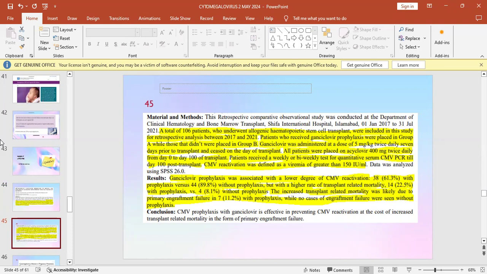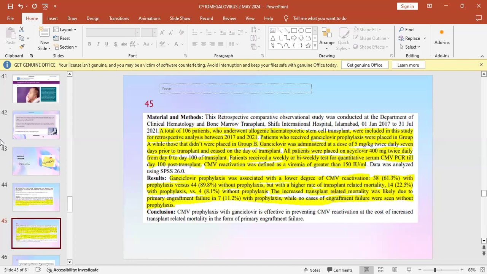Patients received a weekly or bi-weekly test for quantitative serum cytomegalovirus PCR till day 100 post-transplant. CMV reactivation was defined as viremia of greater than 150 international units per milliliter. Data was analyzed using SPSS software version 26.